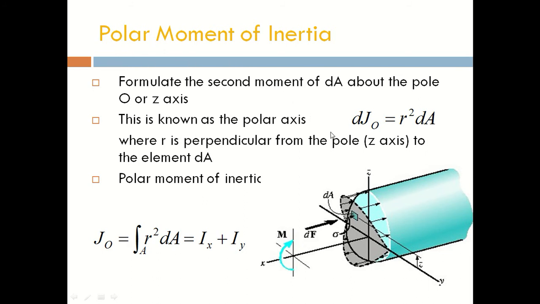This is known as the polar axis. dJO is equal to r square dA, where r is the perpendicular distance from the pole, the z-axis, to the element dA. So the polar moment of inertia JO is equal to the integral of r square dA, which is equal to the moment of inertia of that area about the x-axis plus the y-axis. So the polar moment of inertia about a particular axis is the summation of the moments of inertia about the perpendicular axes.